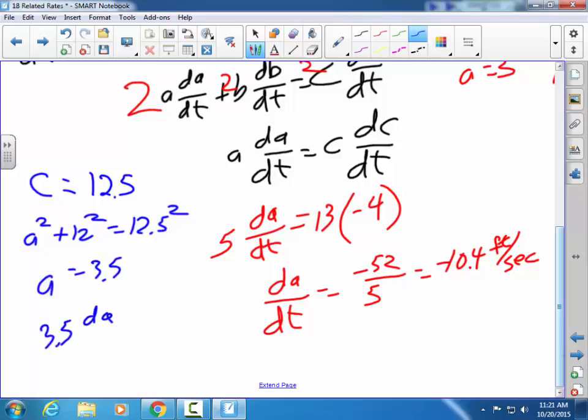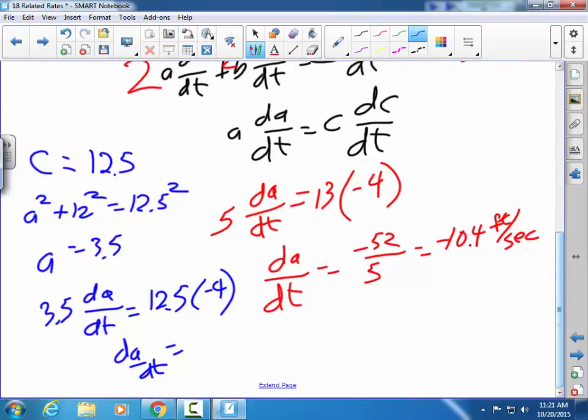So now we've got 3.5 dA equals 12.5 times negative 4. So what's dA this time? Negative 50 divided by 3.5. 4 would go into that 12 times. So that's going to be like negative 13 point something? Negative 14.2. So what happens as it gets closer?